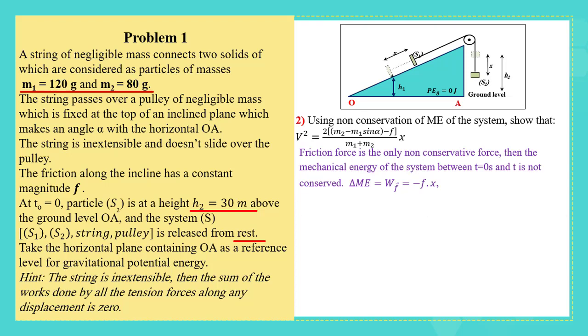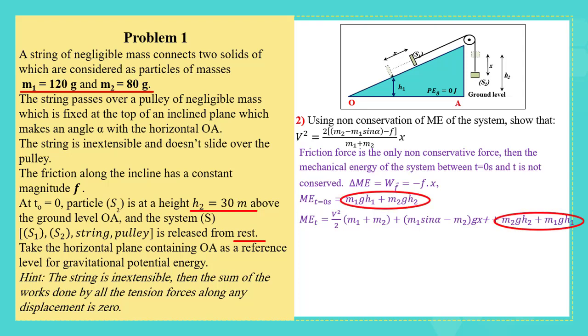So we have mechanical energy initial at t equals 0. We have found it to be m1 gh1 plus m2 gh2. In the second part, we have found the mechanical energy at any time: V squared over 2 times (m1 plus m2) plus etc. If we subtract, mechanical energy final at a given instant t minus mechanical energy initial, we have common factors m1 gh1 plus m2 gh2. If we subtract them, we can cancel them. Then delta ME, mechanical energy at a given time t minus mechanical energy at 0, equals (m1 plus m2) times half v squared plus m1 sine alpha minus m2 gx.